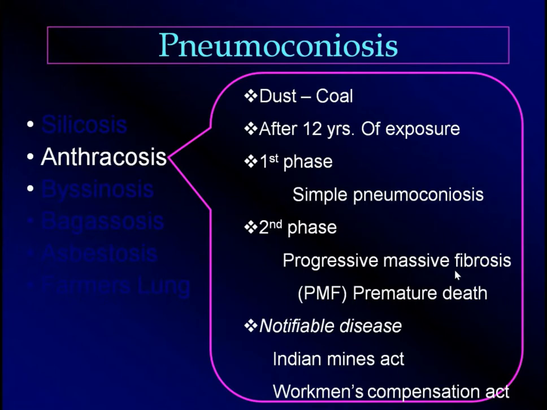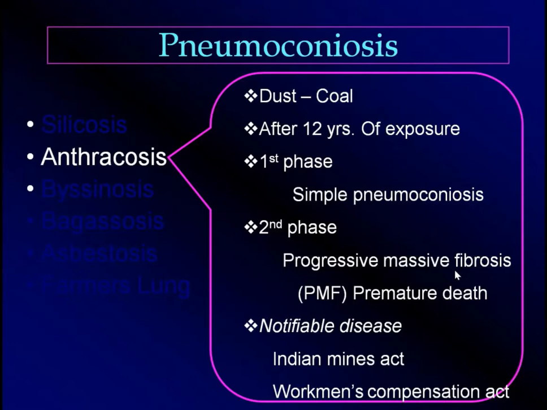In the first phase, it presents as a simple pneumoconiosis. In the second phase, it presents as progressive massive fibrosis, and then ultimately it causes premature death of the patient.